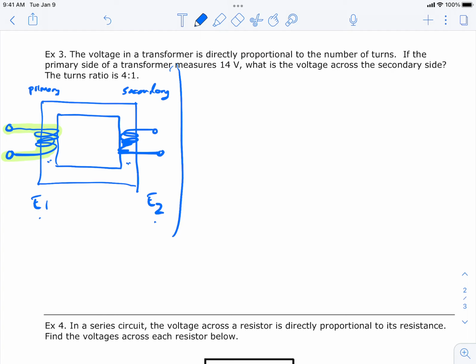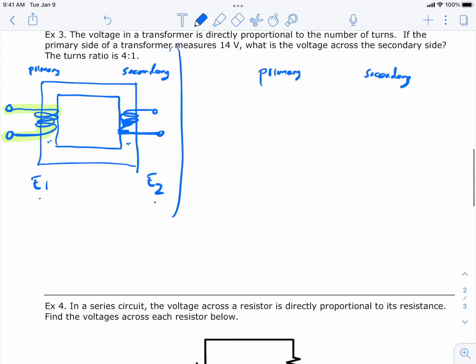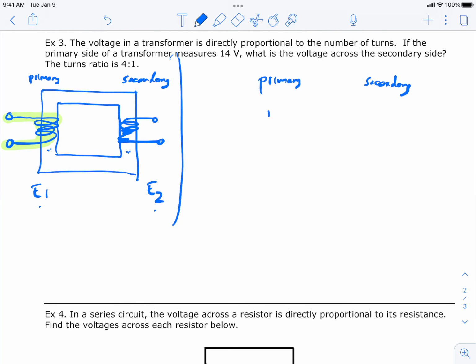The voltage in a transformer is directly proportional to the number of turns. If the primary side... and that's the thing, you've got two sides. You've got a primary side and a secondary side, so you're comparing the two sides. The primary side has 14 volts. What is the voltage across the secondary side?